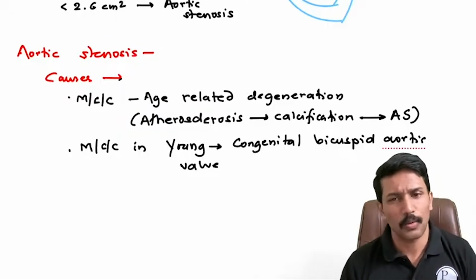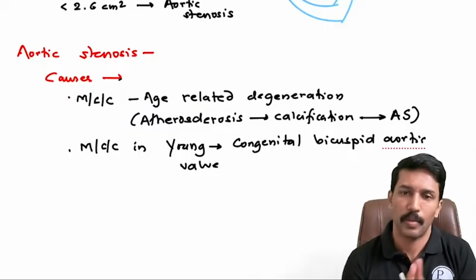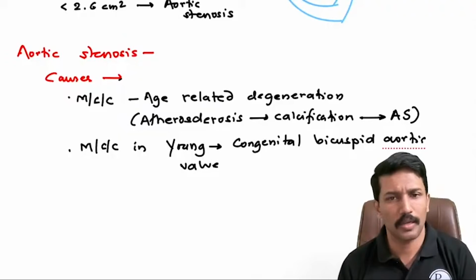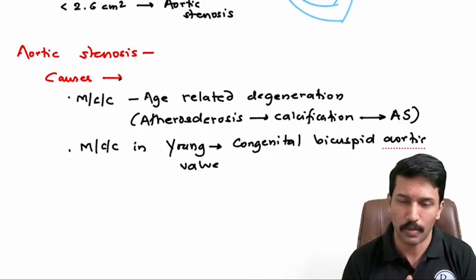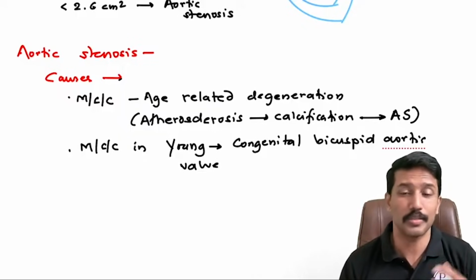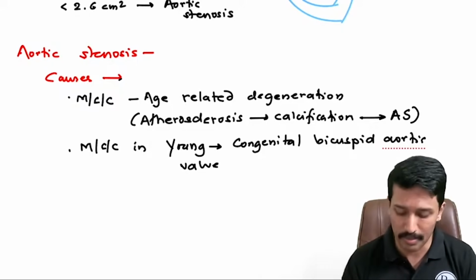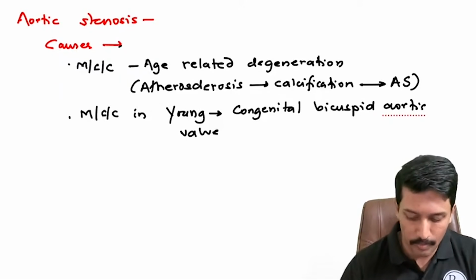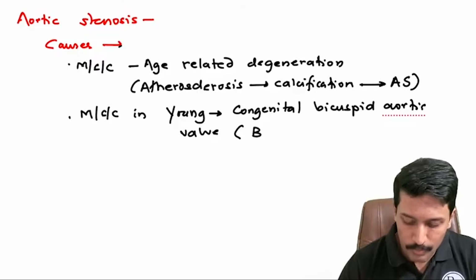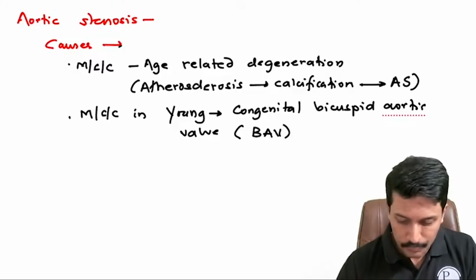So if you see someone in their 20s, 30s or 40s presenting with AS, it is most likely because of congenital bicuspid aortic valve. But if I see someone in their 70s or 80s presenting with aortic stenosis, it is most likely because of age-related degeneration. Congenital bicuspid aortic valve is usually abbreviated as BAV.